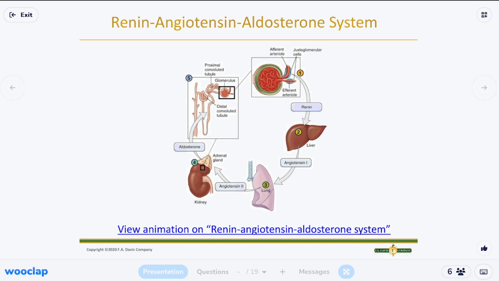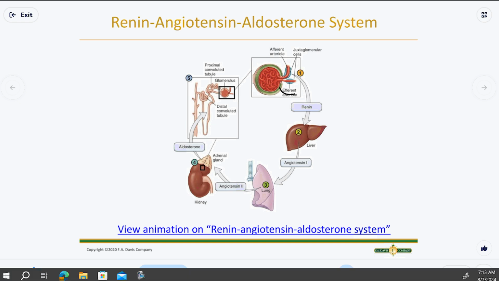Summarizing this again, step one is that in or around the glomerulus, where the arteries come in and out, we have these juxtaglomerular cells. As soon as they read a drop in blood pressure, that tells them to release an inactive enzyme called renin. It goes through a bunch of steps. I wouldn't stress the steps so much.